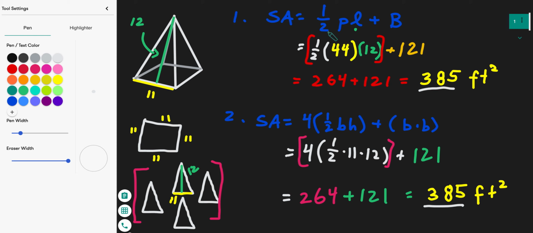One with the equation that is taken from your homework or your book or your teacher: 1/2 times the perimeter times the length, which is in green, plus the area of the base. And the second one takes apart the prism, the 3D shape, into 2D shapes like these. And I found we have 4 triangles. I can multiply 4 times the area of a triangle to get the total area of all these triangles, plus the area of our base, which is just a square. And then you can just plug those numbers in and get your answer. And they're both the same.